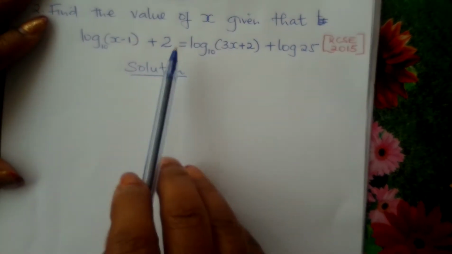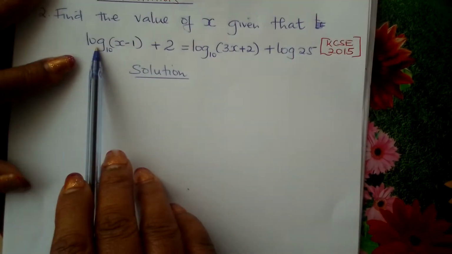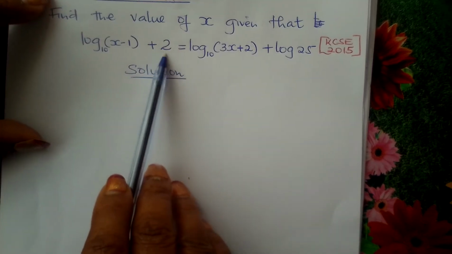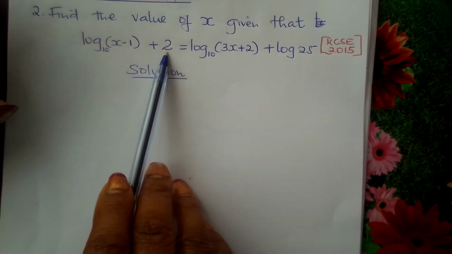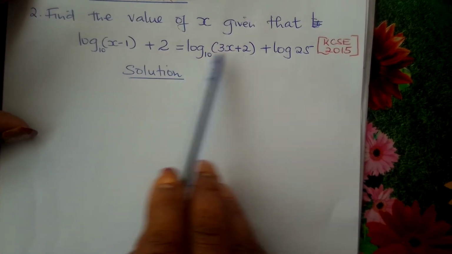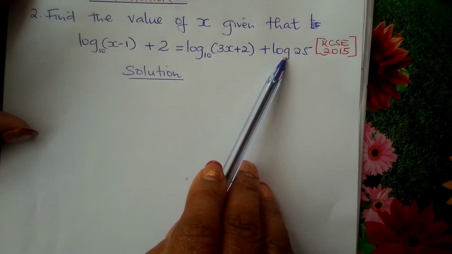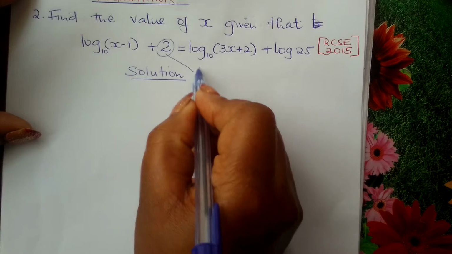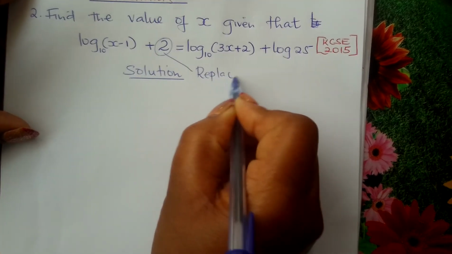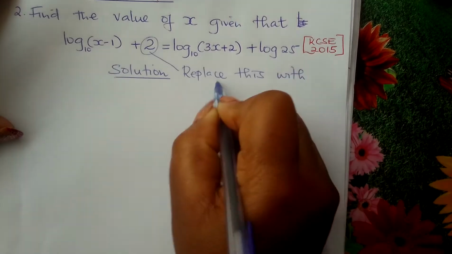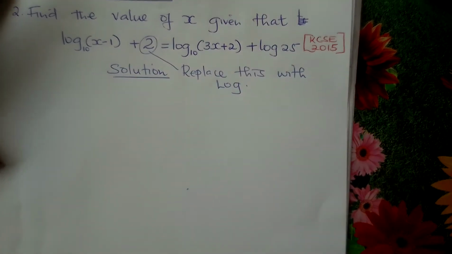The first thing, learner, in this problem is to check on your terms. This term here has log with it. This one is just a 2. So you need to write this 2 in terms of log. Express 2 in terms of log. Here, this other one has its log, and also this one has the log. So the first thing is to replace this with the log, or express it in terms of log.